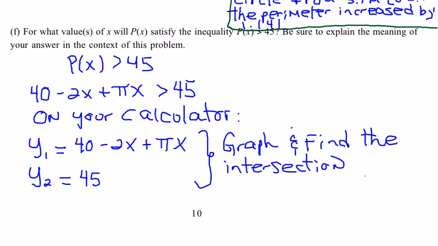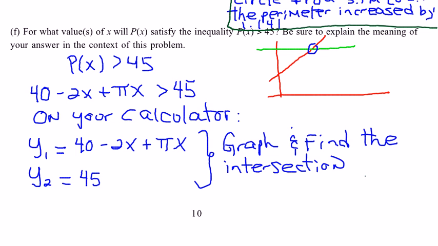If you find the intersection point, and actually when you graph it on the same window, you will get something that looks like this. I'm just going to sketch it real quick. This function is just a linear function, so it would look something like that: 40 minus 2x plus pi x. And you have this function 45, which is just a constant function. And we are looking to find this point, the point of intersection here.